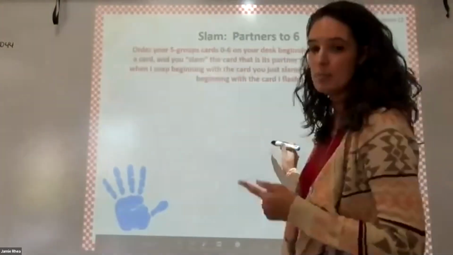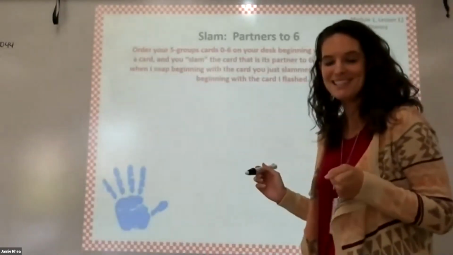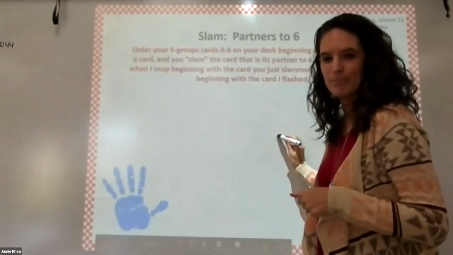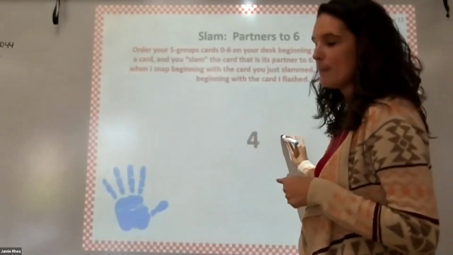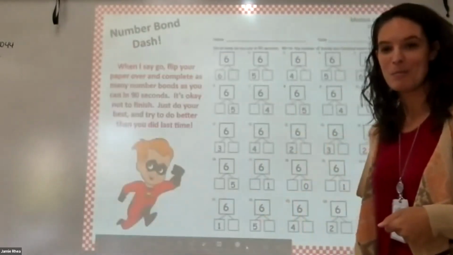All right, we're not going to play slam partners to 6 today because it's actually going to be part of our lesson with Miss Singleton. So we're going to skip this for right now. There we go. You are going to do your number bond dash.